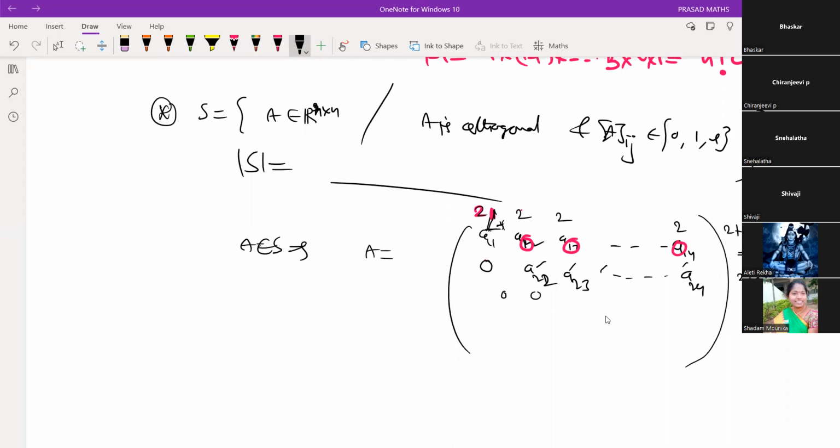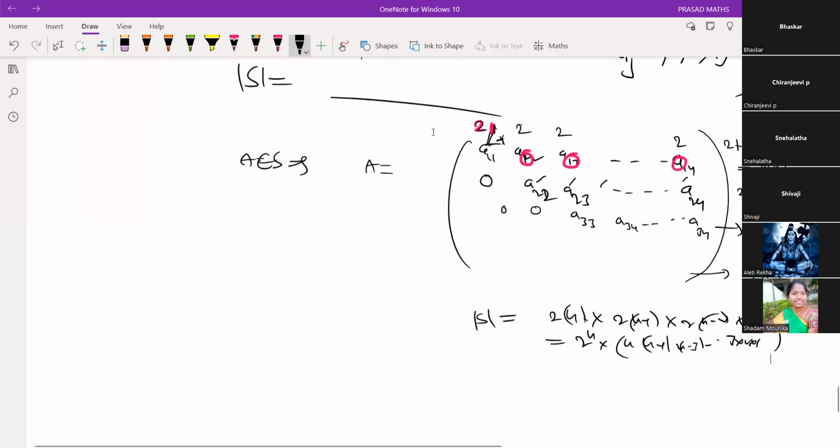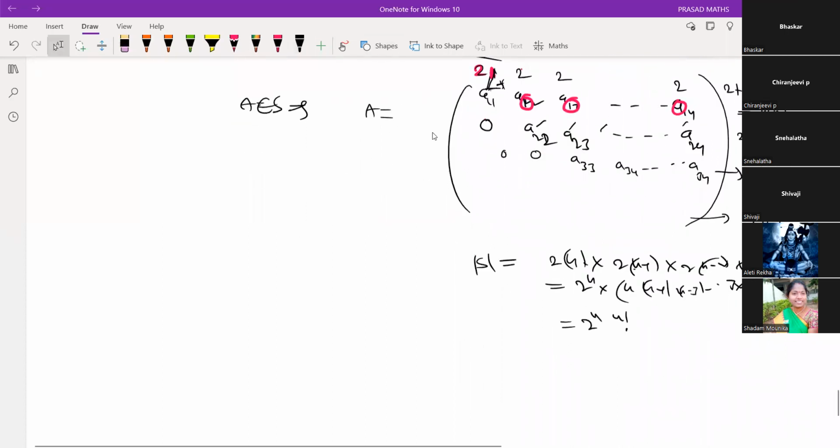Similarly, this 0, 0, this can be filled in 2 into n minus 2 ways. Similarly, this is 2 into 1. So what is the total work? 2 into n, 2 into n minus 1, 2 into n minus 2, going on to 2 into 1. What is this? 2 power n into n into n minus 1 into n minus 2 into n minus 3 into 2 into 1. What is this? n factorial. 2 power n into n factorial. So this is the answer.